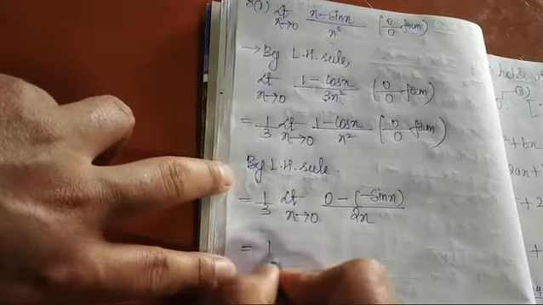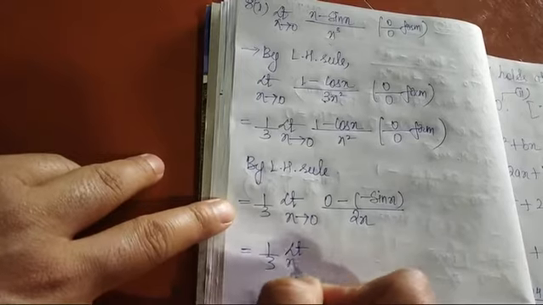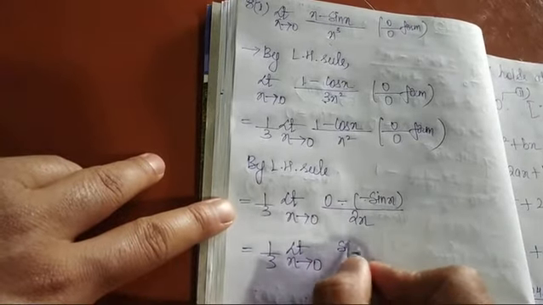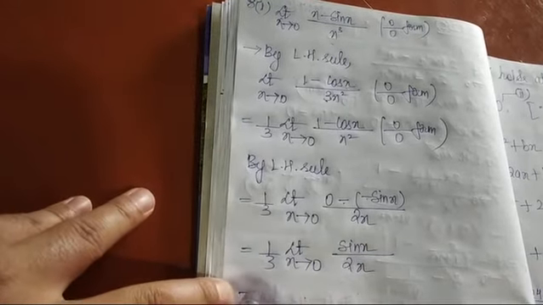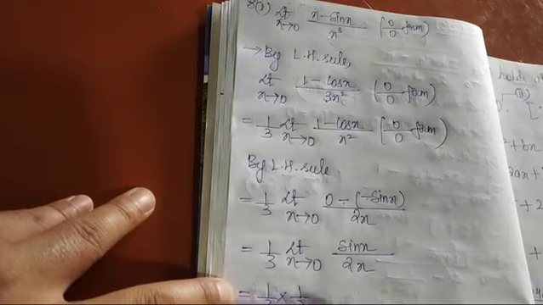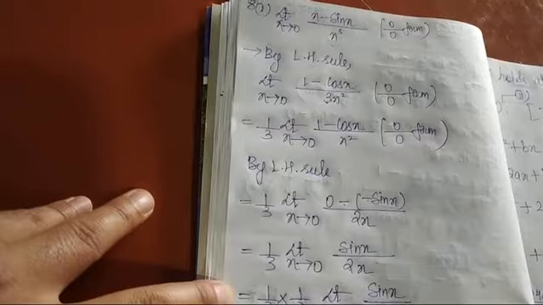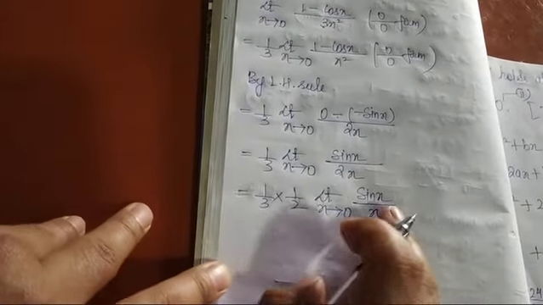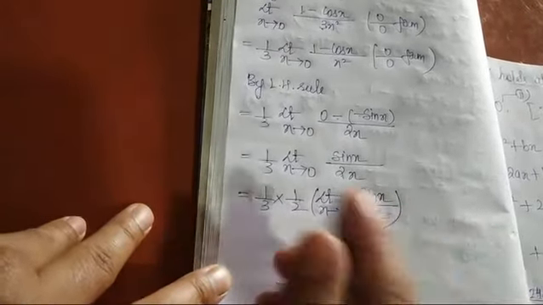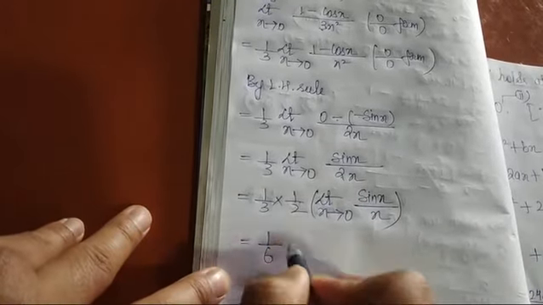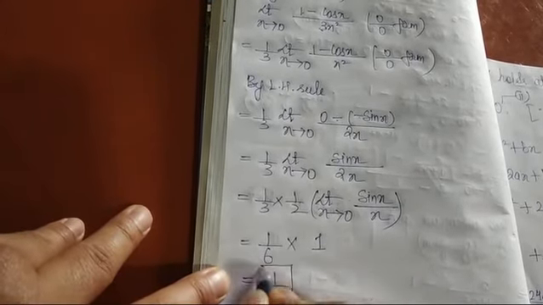So 1 by 3 is already a constant, limit x tending to 0, differentiation of 1 is 0 minus differentiation of cos x, which is minus sin x, divided by 2x. So 1 by 3 limit x tending to 0, minus and minus is plus, so this is sin x by 2x. Again 2 is a constant, take it outside, so 1 by 3 into 1 by 2 limit x tending to 0 of sin x by x. Now this is the standard limit, and the value for this limit is directly 1, so 1 by 6 into 1, hence the answer is 1 by 6 only.